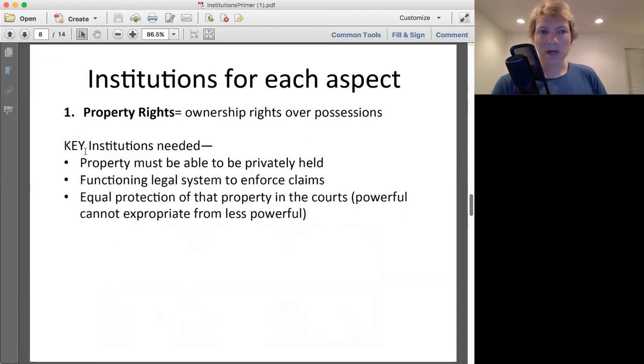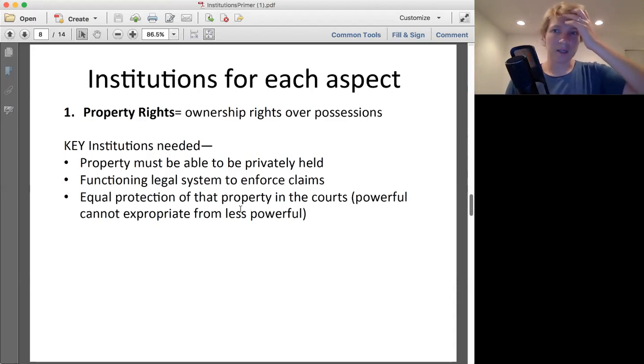For the property rights, you need property to be privately held. You need a legal system to make sure that that property can't be taken away. And we need the equal protection of that property in the eyes of the law, so the powerful cannot expropriate the less powerful. So that's what we mean by functioning property rights. This is an ideal. Not necessarily any society will reach this ideal, where it's perfect equal protection.